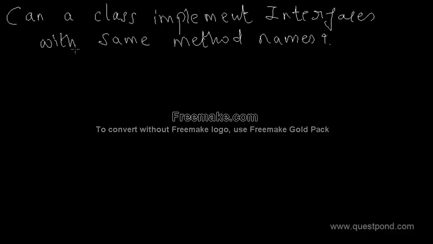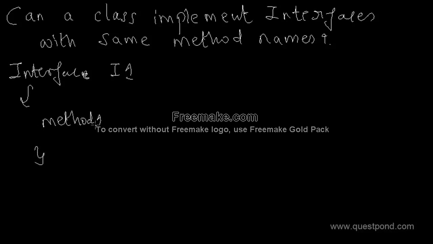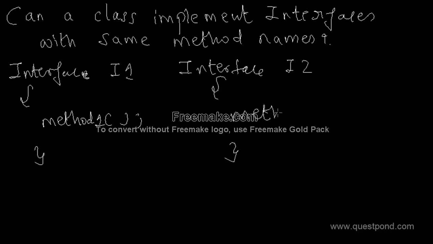Understand what exactly this question means. Okay, now let's say that you have an interface called I1, which has a method called method1. You then have one more interface called I2, which has again a method called method1.